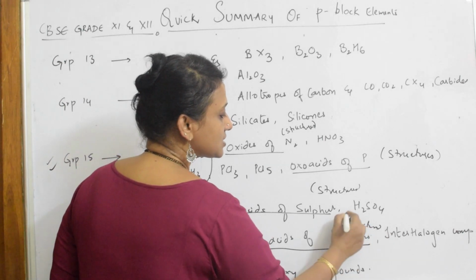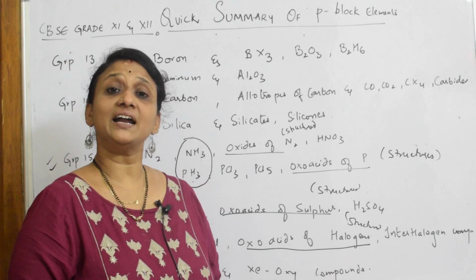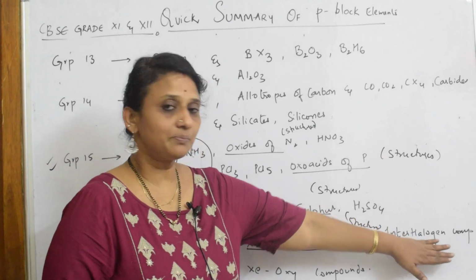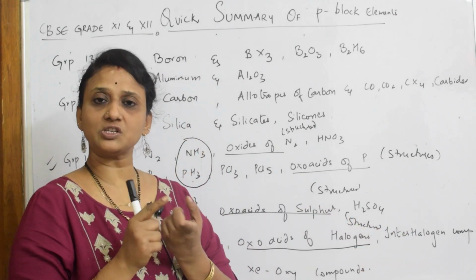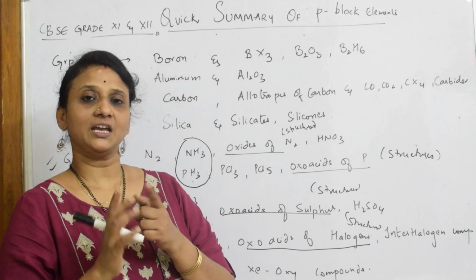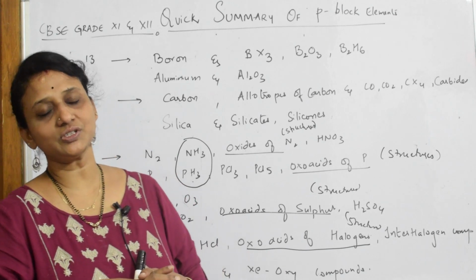Right. After that, there's a small topic called interhalogen compounds. Again, as I'm specifying, I did a video on interhalogen compounds already and kept it in the playlist. So, interhalogen compounds, where two halogens combine, one would be the smaller size atom, one would be the other, like ICl, FCl. Like that combination of two halogens, we are going to study the structures of that.